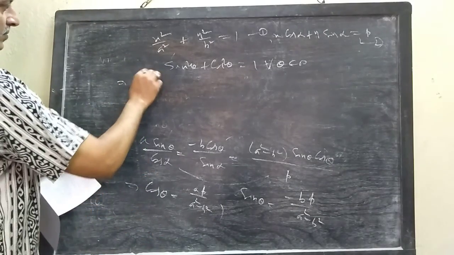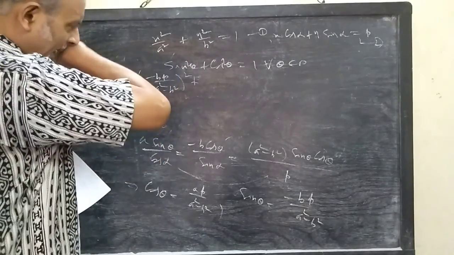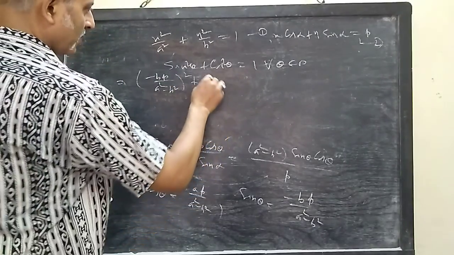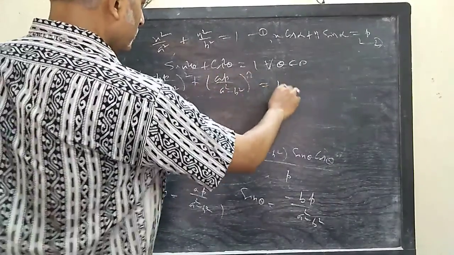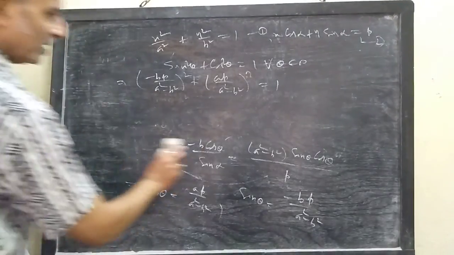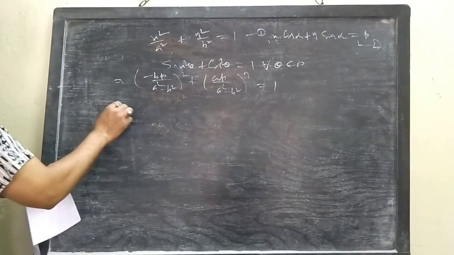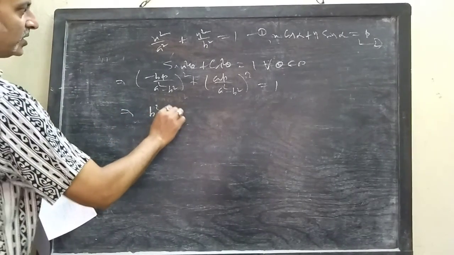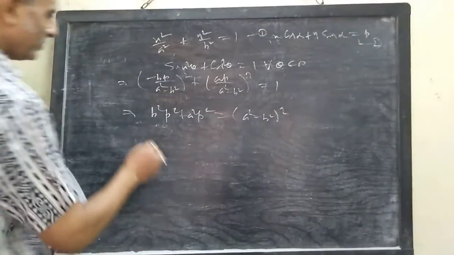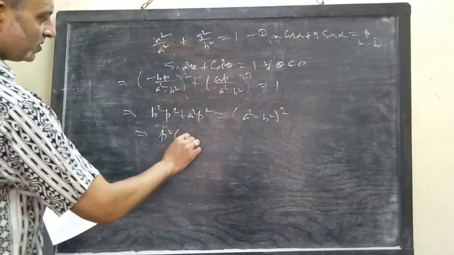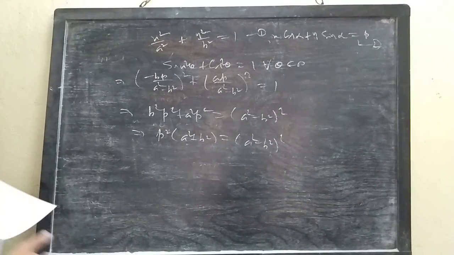That gives minus BP by a square minus b square its whole square plus AP by a square minus b square its whole square equals to 1. So we ultimately get b square p square plus a square p square equals to a square minus b square whole square. So you get p square into a square plus b square equals to a square minus b square whole square.